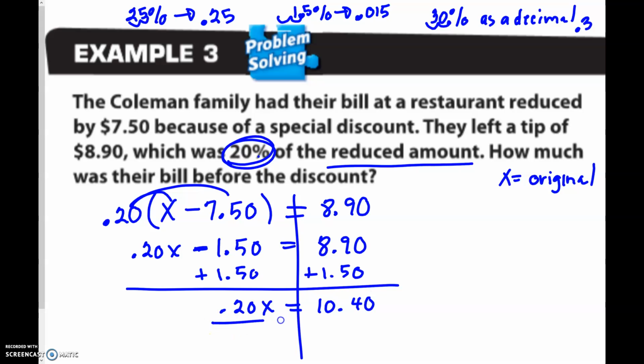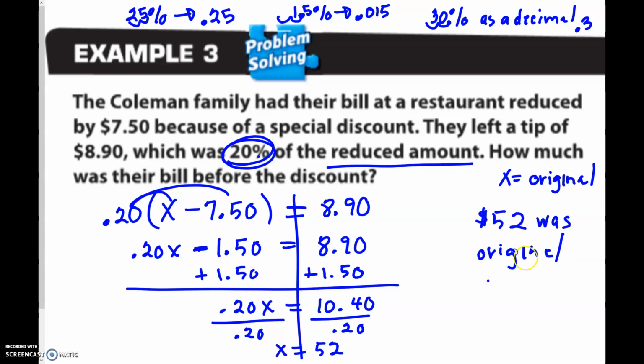All right, and then we're going to divide by 0.20 on both sides because we want to separate that number from x. So x equals, and when you take $10.40 and divide by 0.2, it becomes 52. So the original cost of the bill was $52. Okay, so the bill was 52, then they subtracted 7.50 from that, and then that's what they made the tip out of. So $52 was the original bill. Original cost of the meal.